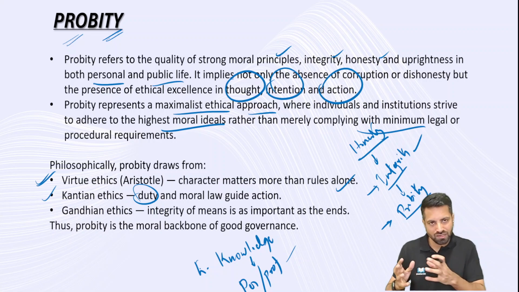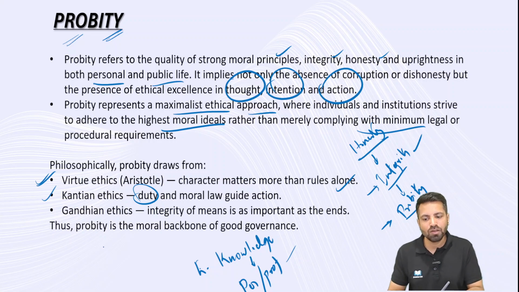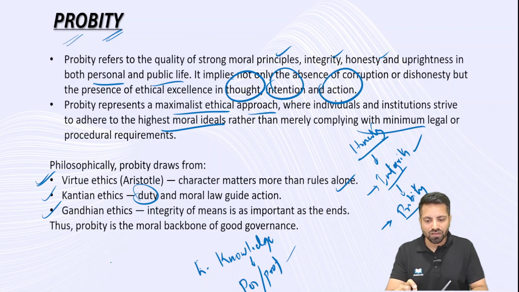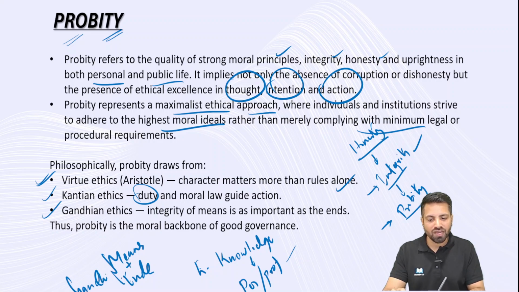Whatever you do, there is an ethical consideration. Ethical consideration is nothing but probity. Even Gandhian ethics talks about it. Kantian ethics tells that the means is important, and teleological ethics talks about the ends being important. Gandhian ethics talks about a combination of both.